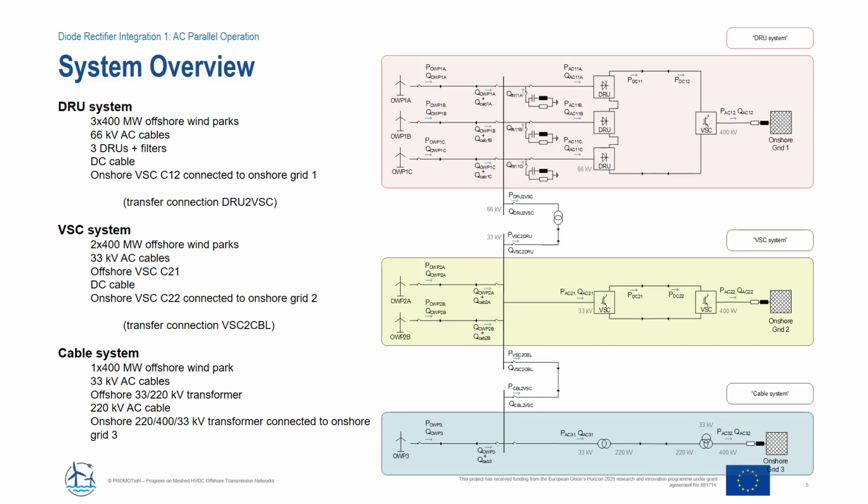Also to note is that we have 2 couplings, as it is mentioned by the AC parallel operation, of course. So we have 2 interconnectors here connecting these 3 systems. So the integration of the DRUs with these systems has been considered, since this is likely to represent one of the first integration scenarios for early steps on the offshore meshing.